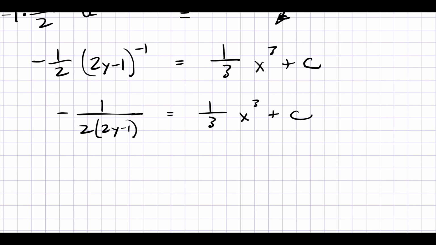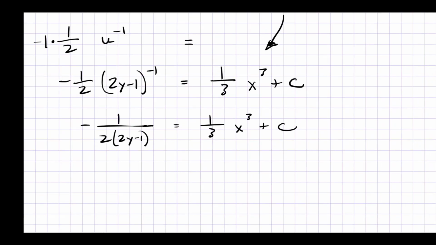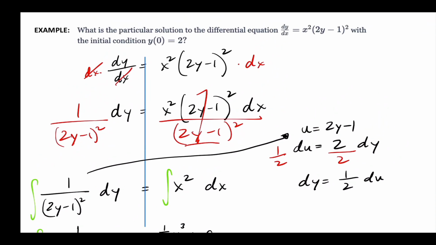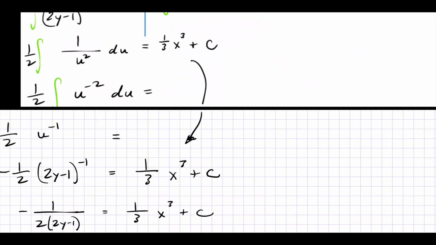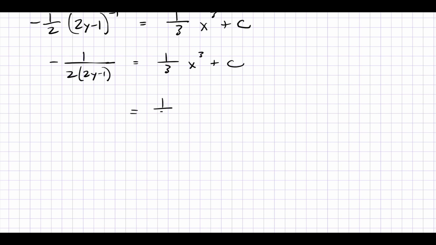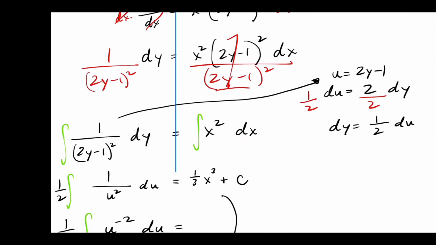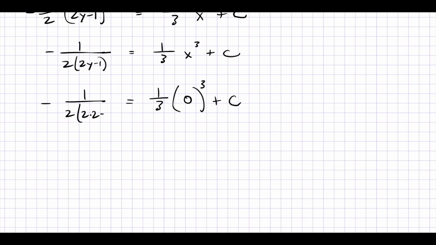Step 3, if we have a point, plug it in. Let's go back up to the top. The point was (0, 2). So we're going to plug in 0 for x, 2 for y. So 1/3 times 0 cubed plus c. And then 2y, oops, not y. Y was 2. The nice thing about 0 is it cancels out the right side, because 0 cubed times 1/3 is just 0. So over here, we just have c.